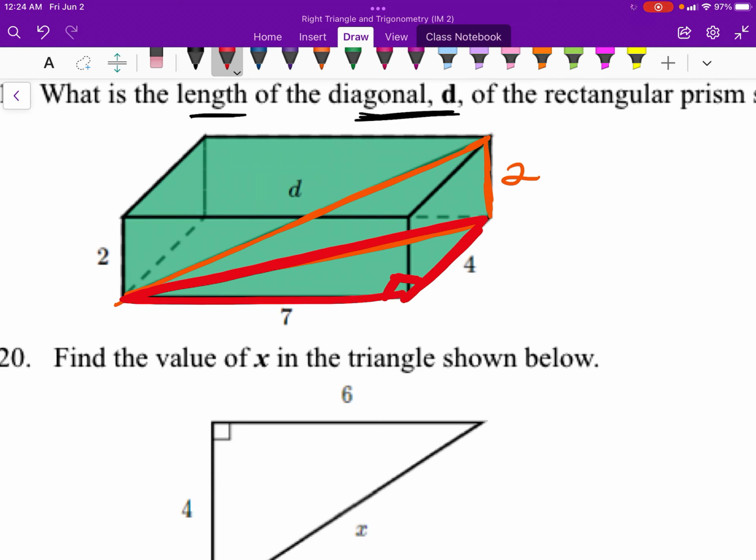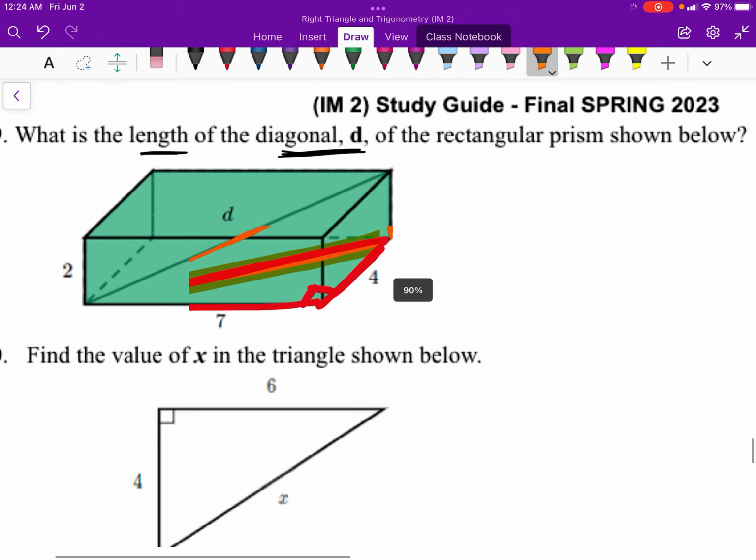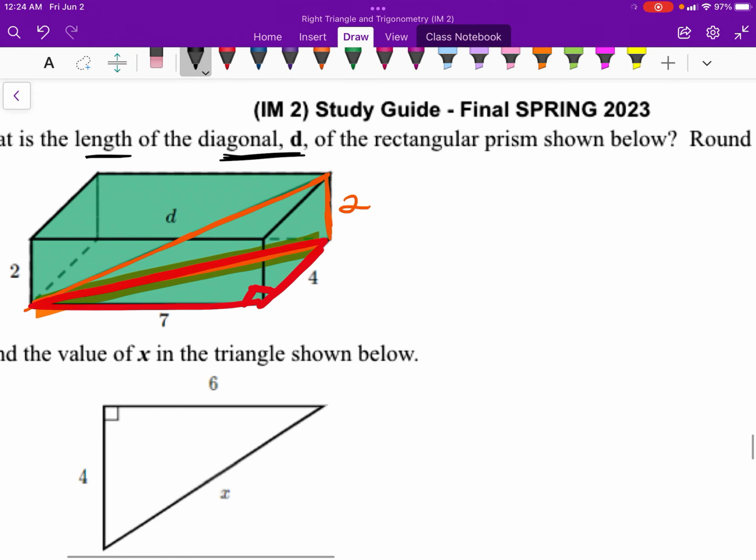So we're actually going to focus on that. We're going to have to solve for this side here first, and then we'll use that to solve for D. All right, so I'm going to draw the triangle on the outside here. We have something like this, drawing it a little bit better here. Once again, that would be a right angle. This is what we're looking for. This is what we have.